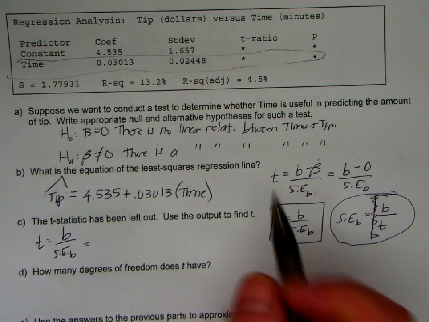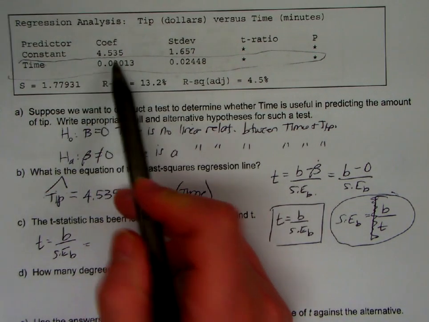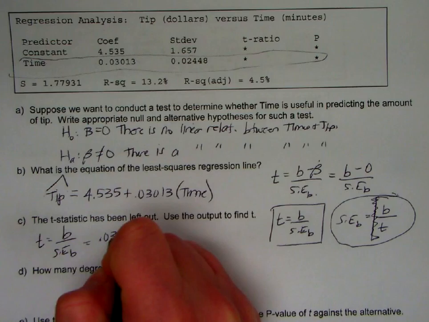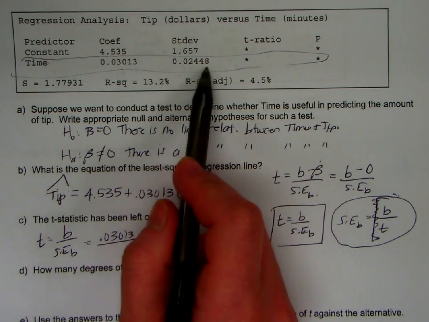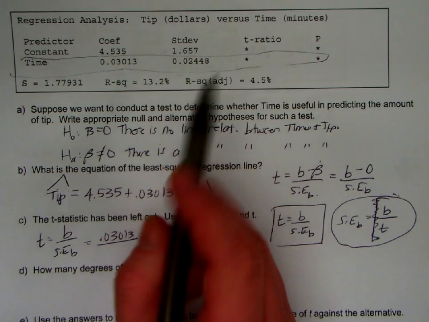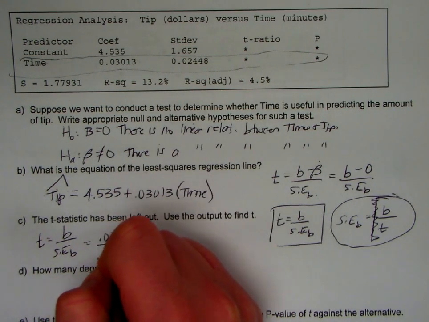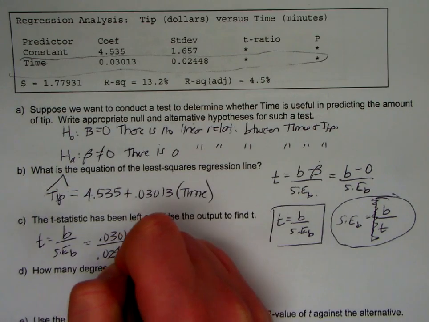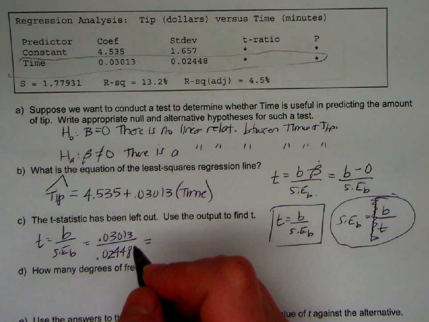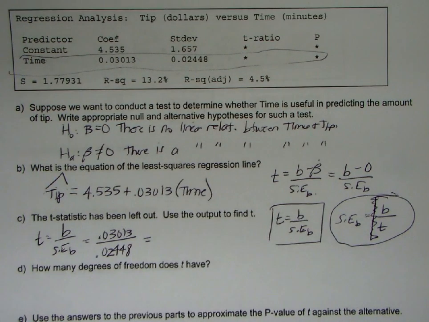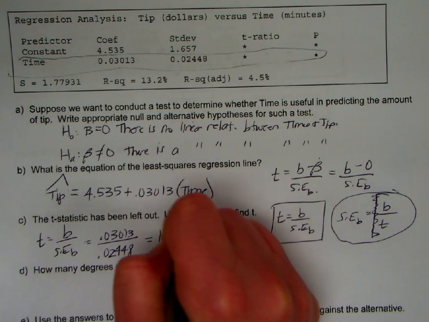So t can be found by taking b, which is the slope, 0.03013, divided by the standard deviation or the standard error. They might use either language, I'm not sure, but that's of the slope, 0.02448. And when you do that, you will get a t-value of, I've got to type it in, 1.23.